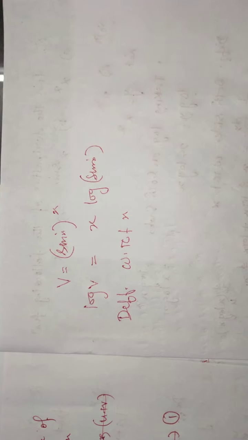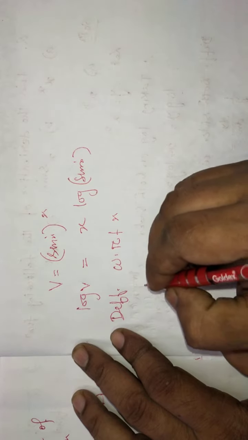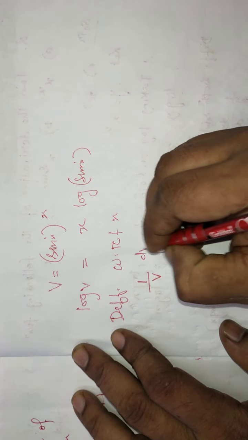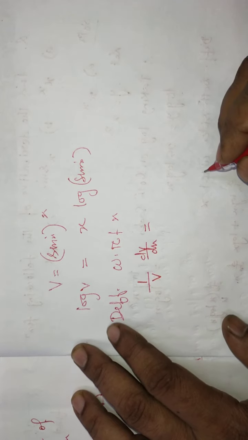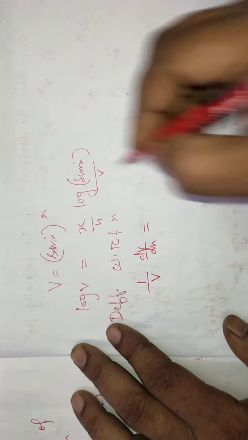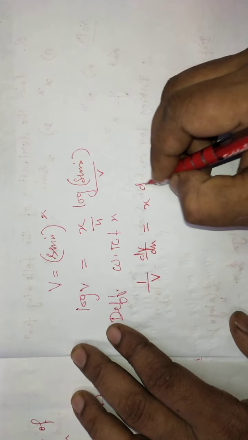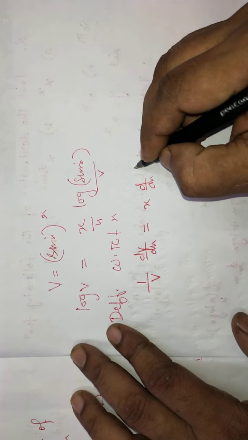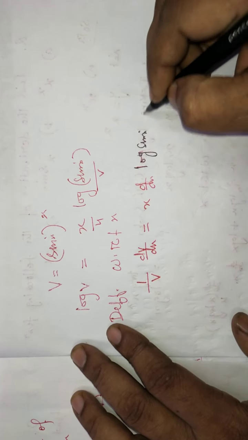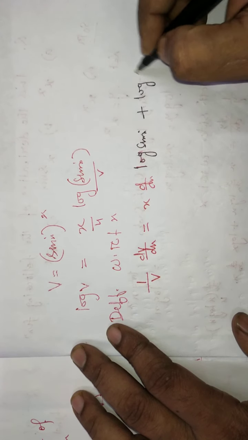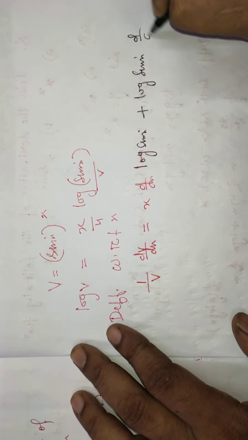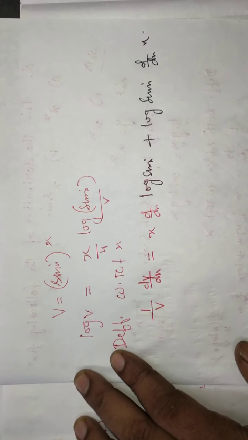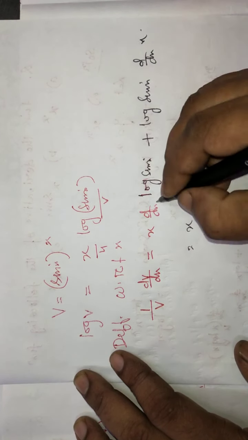Again you are applying chain rule, and that is product rule d/dx of u into v. Left hand side will be what? 1 by b db/dx, and right hand side will be u into v function, d/dx of u into v. u means what? x into d/dx of log sin x, plus log sin x into d/dx of x. Okay, I hope you understand.